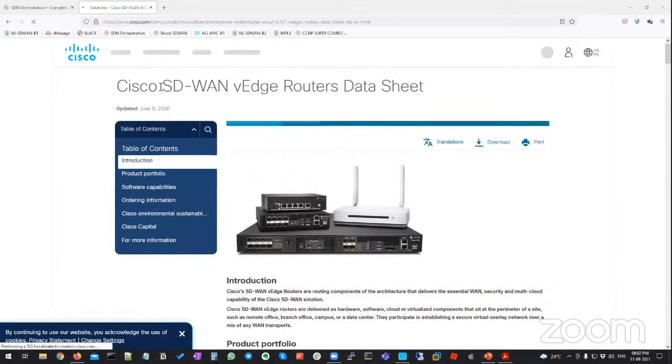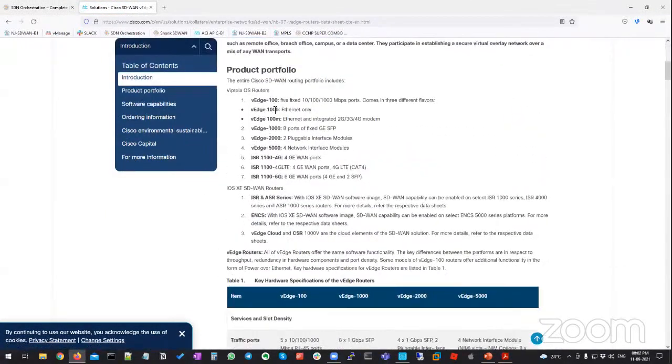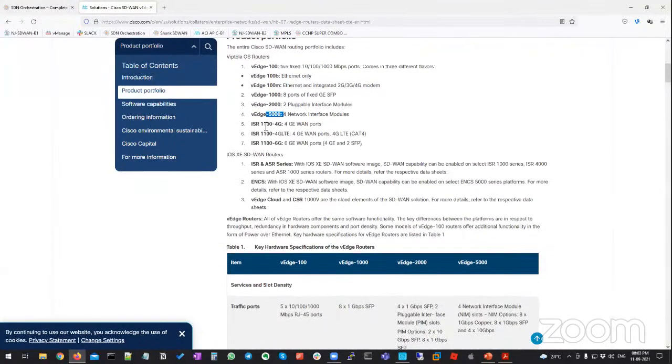Okay. So this is an SD-WAN routers data sheet. Although the name here is V-Edge, it will show you the C-Edge models as well. If you talk about Viptela OS, these are your models: V-Edge 100, 100P, M, 1000, 2000, 5000. And some of the ISRs also support Viptela OS, which is ISR 1100.